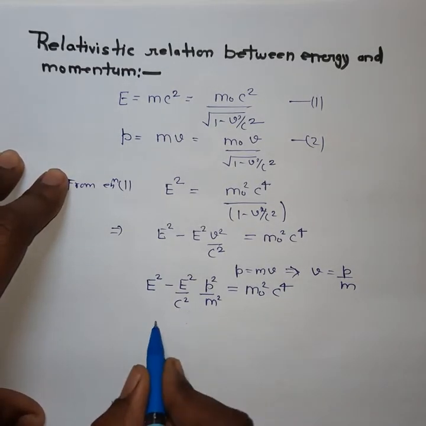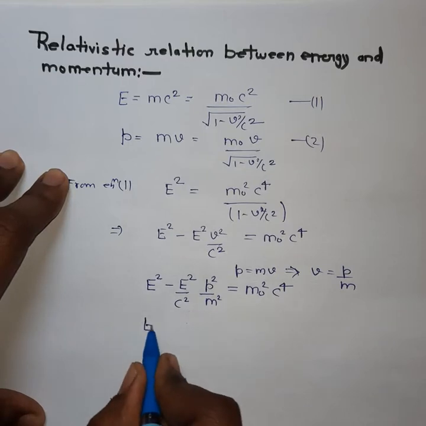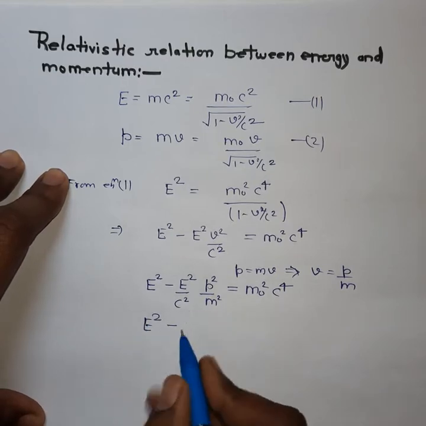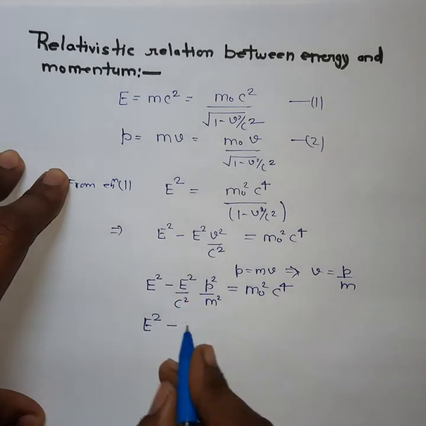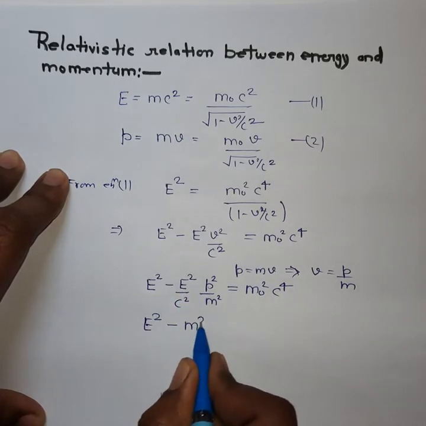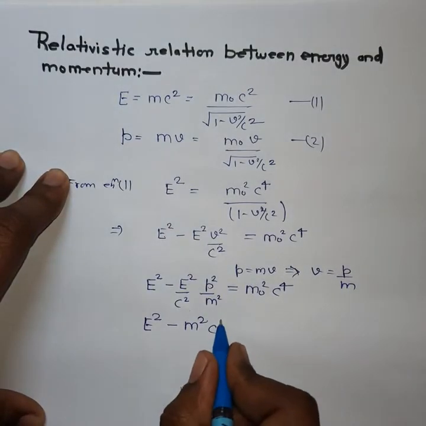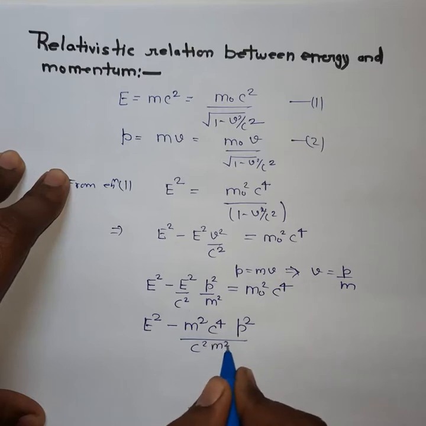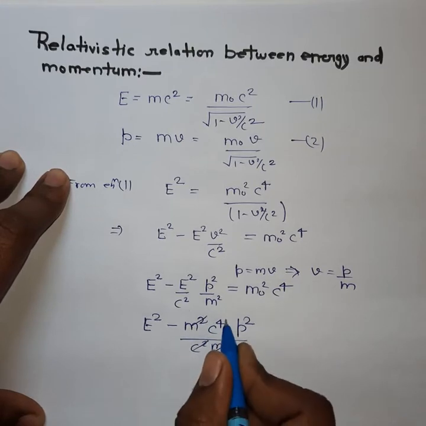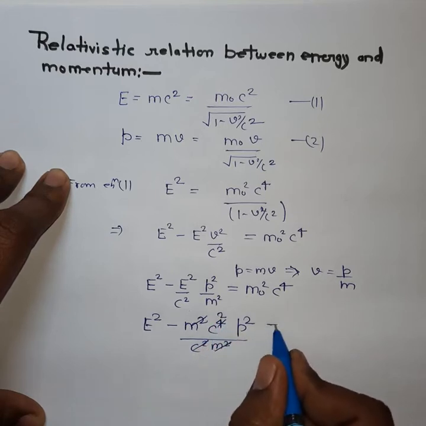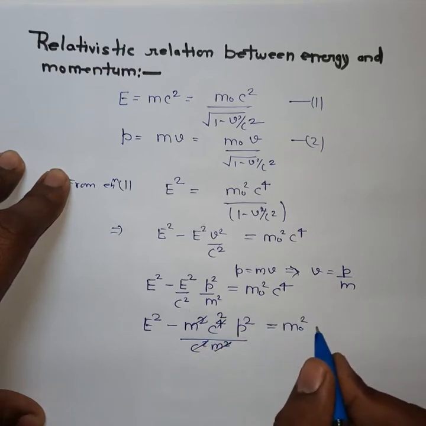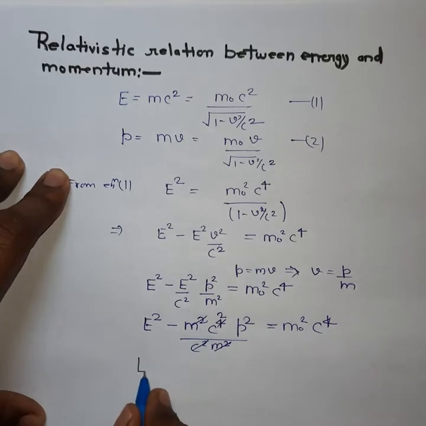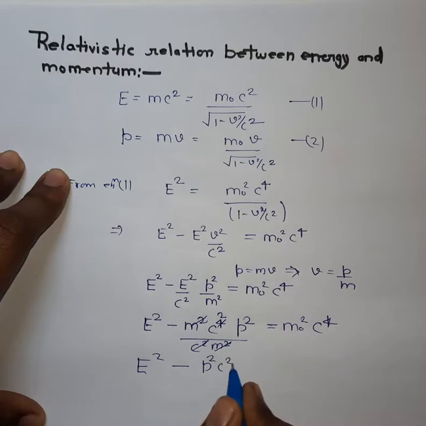And from here you can write E squared minus E squared can also be written as m squared from this term, c to the power 4 multiplied by p squared divided by c squared m squared. Okay, m squared will cancel, c squared will cancel c squared. So it is again equal to m naught squared c to the power 4. So you can write E squared is equal to p squared c squared plus m naught squared c to the power 4.